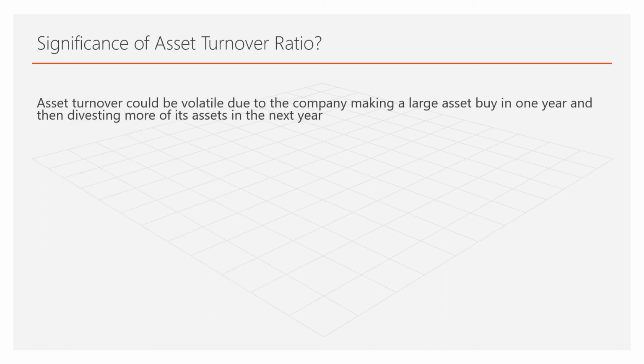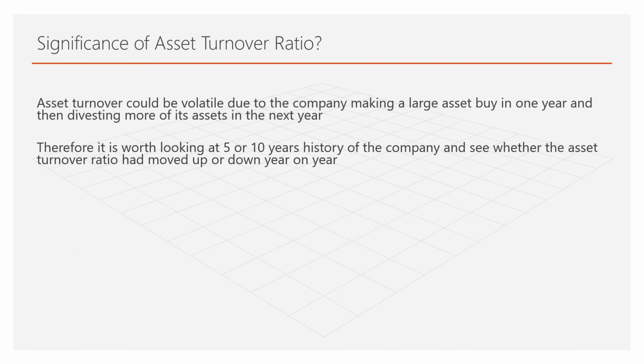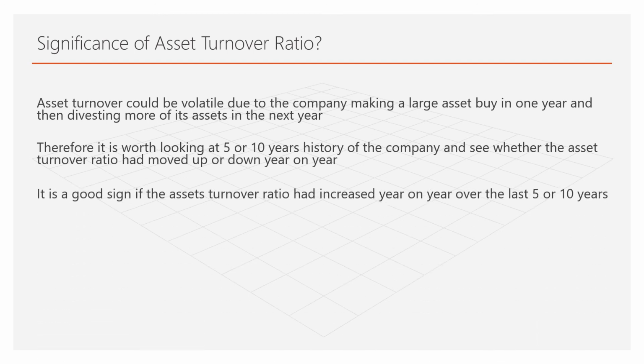Asset turnover ratio could be volatile due to the company making a large asset buy in one year and then divesting more of its assets in the next year. Therefore, it is worth looking at 5 or 10 years history of the company and see whether the asset turnover ratio had moved up or down year on year.